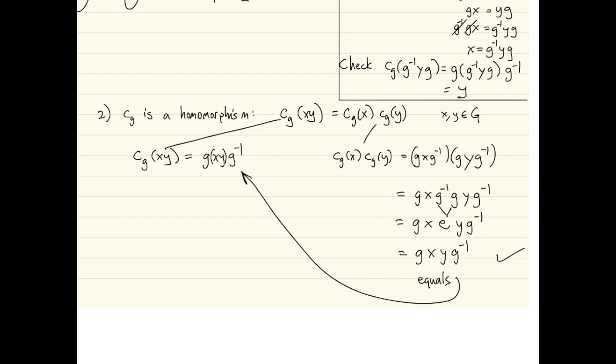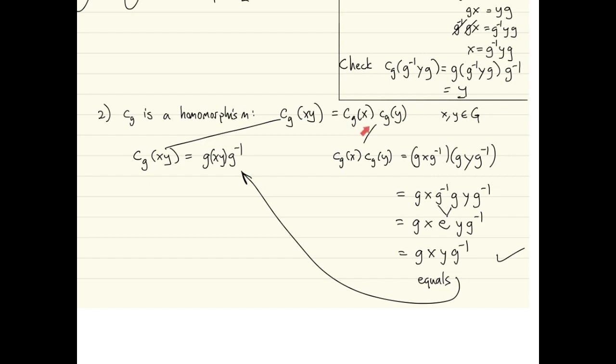Next, we have to show that Cg is a homomorphism. The definition of a homomorphism is that it's a function such that when you apply it to x times y, where again the times is the operation in the group, in some examples it might be plus, the result is the same as if you apply the function, in this case Cg, to the elements x and y, and then compute the product of those two elements. Okay, so let's work on both sides of this equation separately. Cg of xy is just the conjugation of xy by g, so you multiply by g on the left, g inverse on the right.